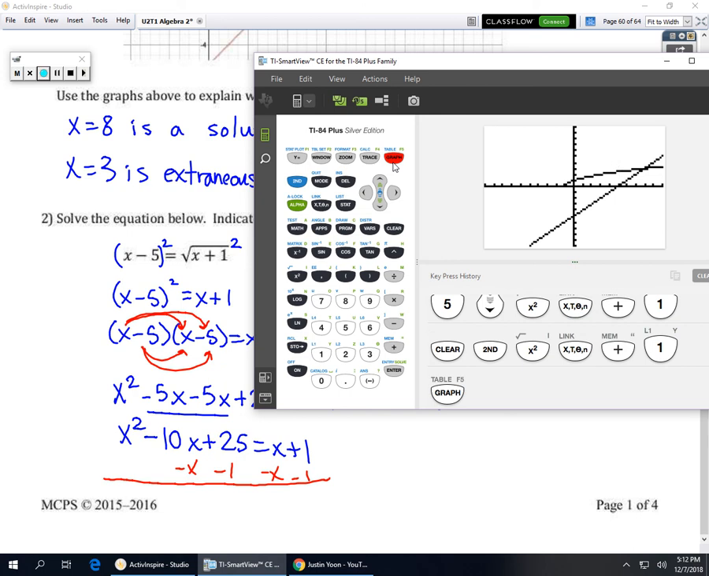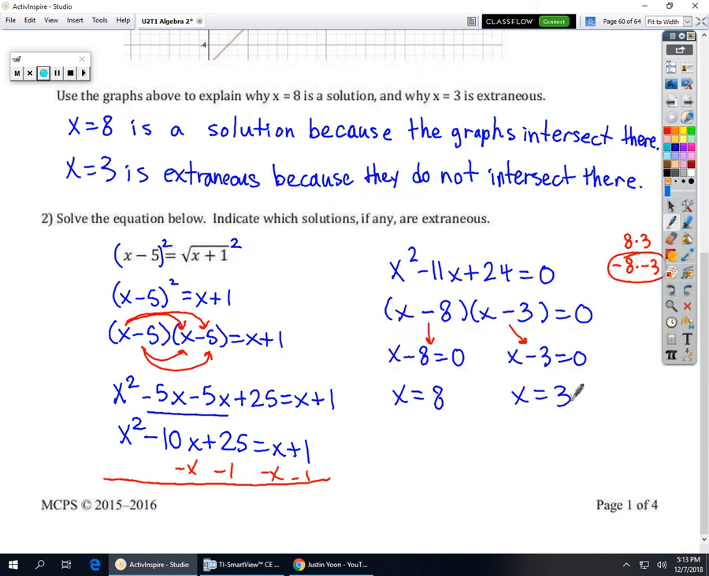So, where are they intersecting? They're intersecting right here. This is at 1, 2, 3, 4, 5, 6, 7, 8. And even if it's hard to see, you know it's not 3 intersecting at 8. Okay, so there we go. That means that 8 is real, 3 is extraneous. The graph is a very powerful tool, so use that to help you out.